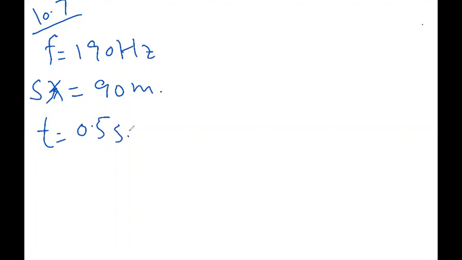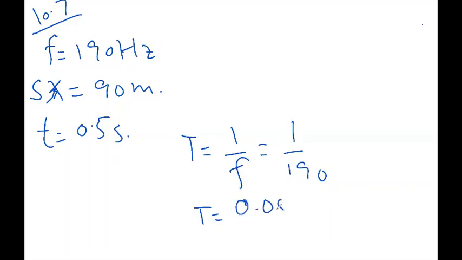What is the period of the wave? So time period is equal to 1 by f, 1 by 190. 1 divided by 190. You will get the time period equal to 0.05 second. Do the calculation.